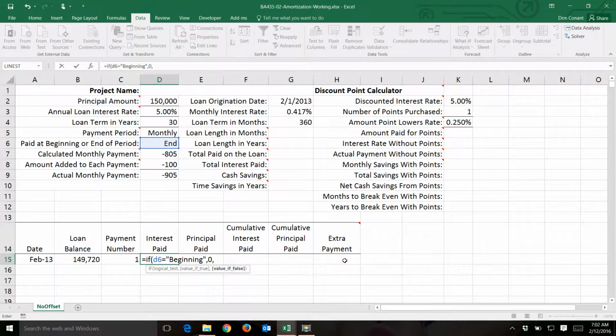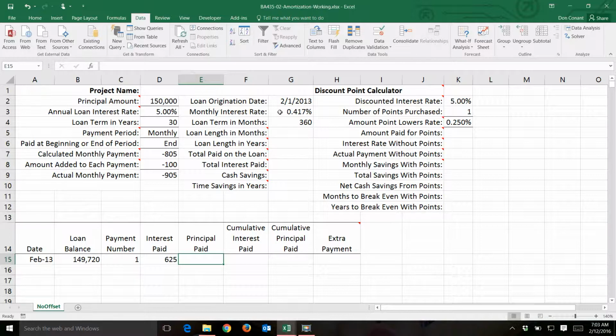On the other hand, if it was end, we need to take our principal amount and multiply it times our periodic interest rate to find the amount of interest that had accrued that made up the portion of the payment that we made.